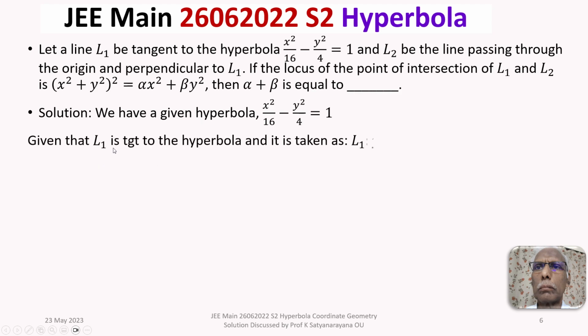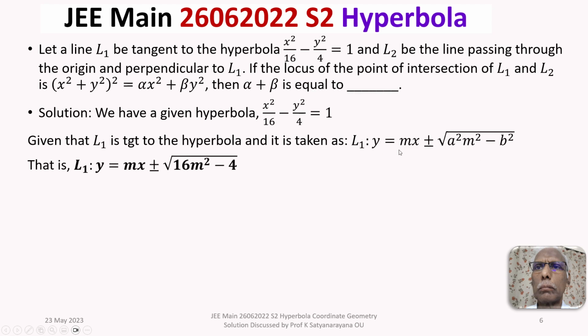We are given that L1 is the tangent to the hyperbola, and the tangent to the hyperbola is given by y is equal to mx plus or minus under the square root of a square m square minus b square. In our context, a square is 16, b square is 4. Therefore, L1 is given by y is equal to mx plus or minus under the square root of 16m square minus 4, and that is the tangent to the given hyperbola.